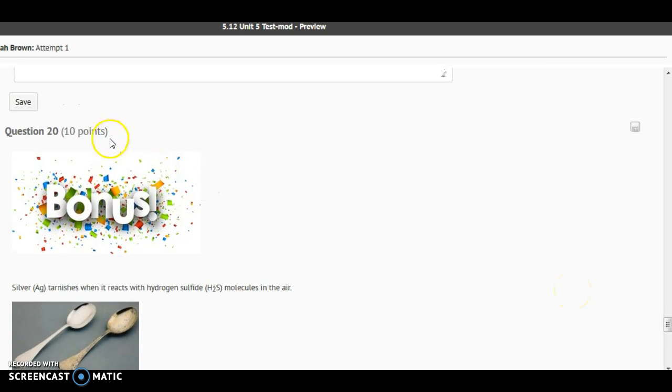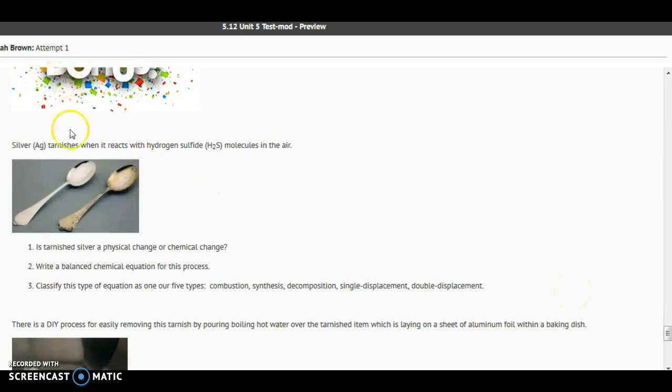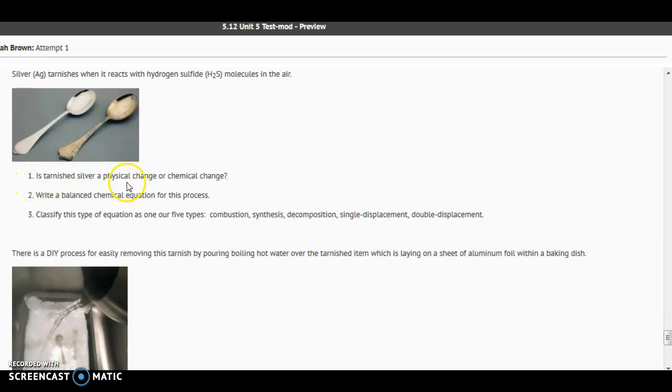And question number 20 is a bonus question. Silver, Ag, tarnishes when it reacts with hydrogen sulfide molecules in the air. Number 1, is tarnished silver a physical change or a chemical change? Number 2, write a balanced chemical equation for this process. And number 3, classify this type of equation as one of our 5 types: combustion, synthesis, decomposition, single displacement, and double displacement.